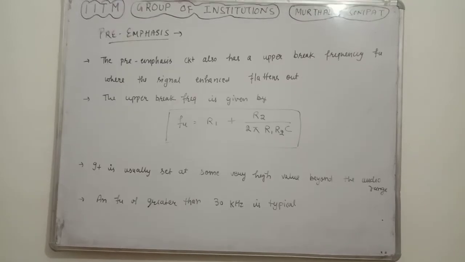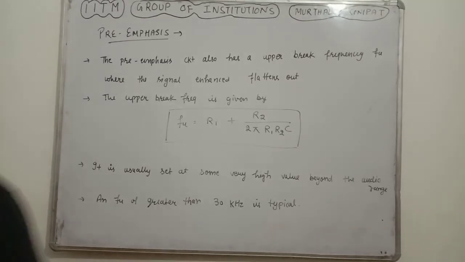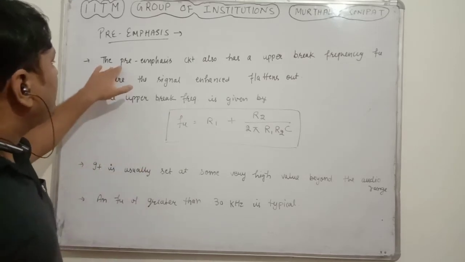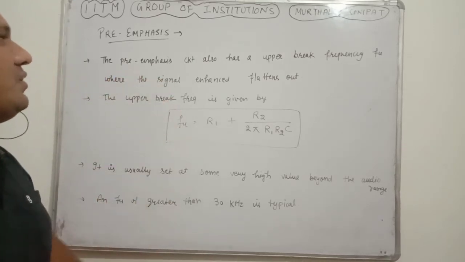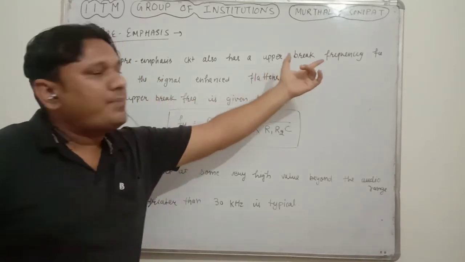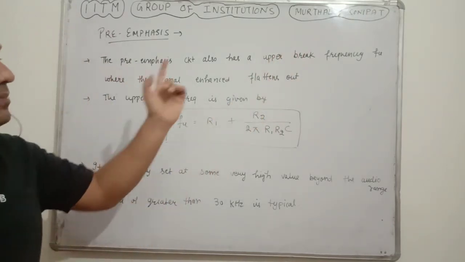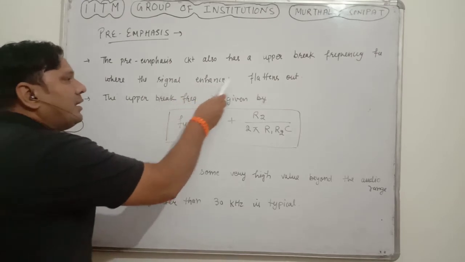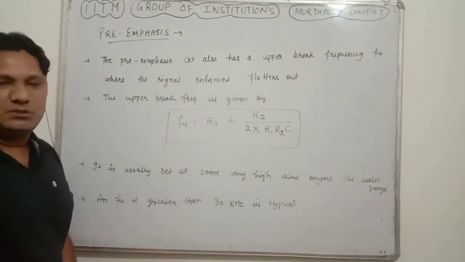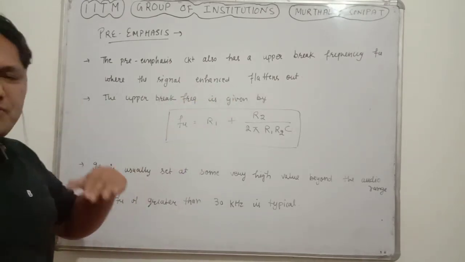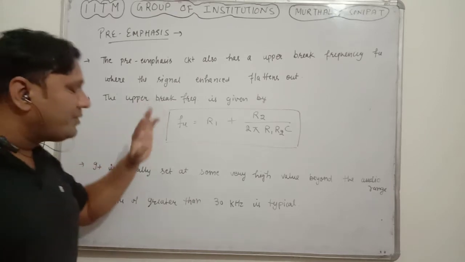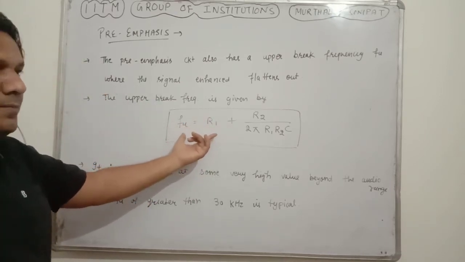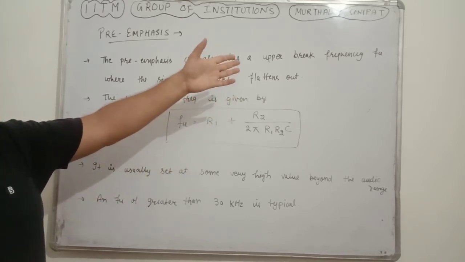The pre-emphasis circuit also has an upper break frequency, say FU, where the signal enhancement flattens out. The upper frequency can be calculated by this formula. We can calculate it from the circuit diagram. FU is equal to R1 plus R2 upon 2 pi R1 into R2 into C.